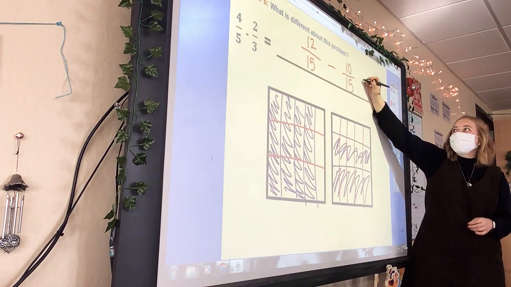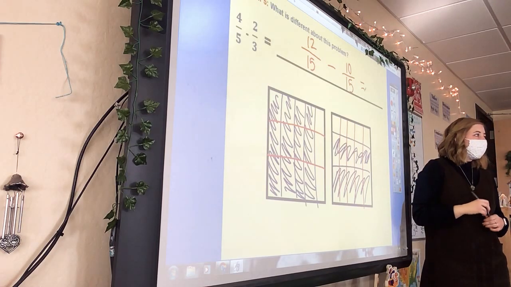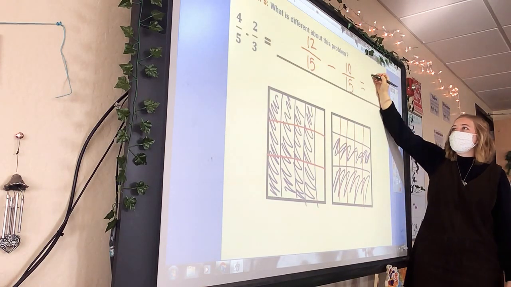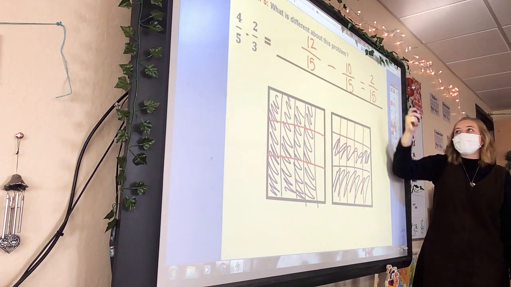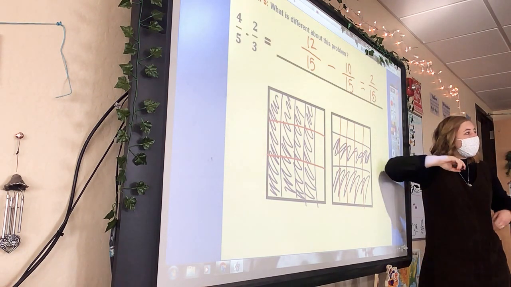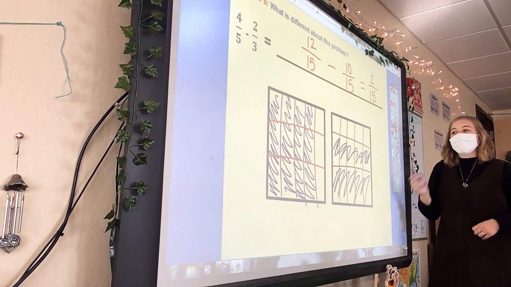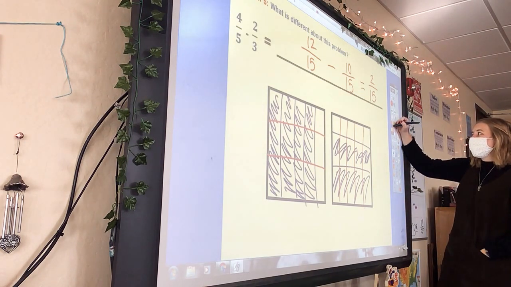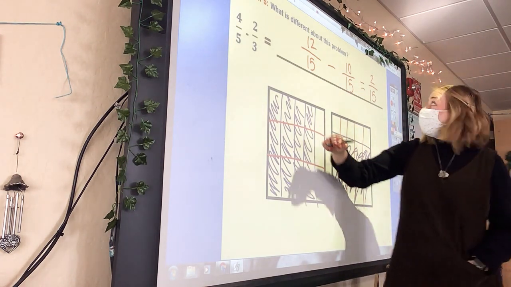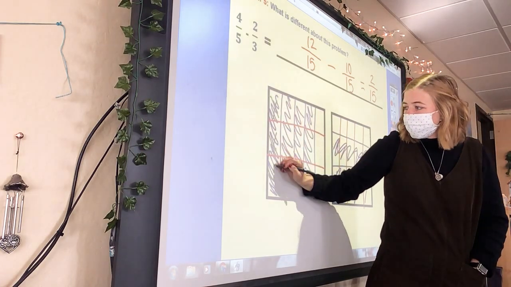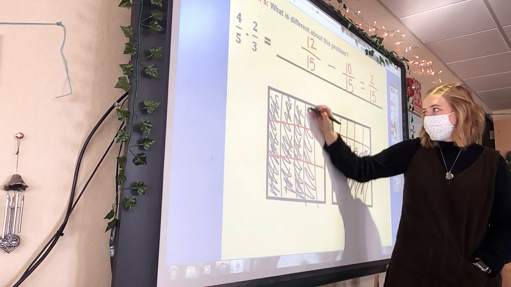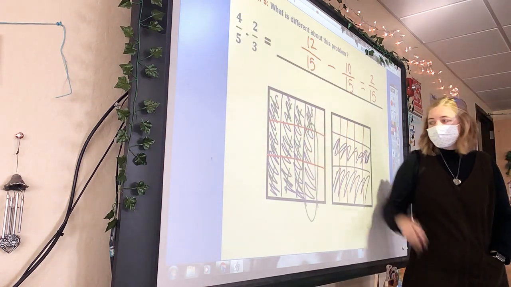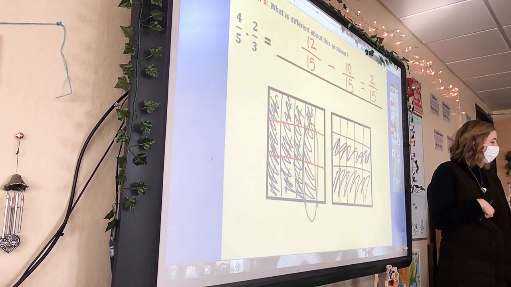And class, what is 12 minus 10? Ready? Go. 2 15ths is my answer. I did that numerically, but on your homework, I do want you to show how to do it on the model as well, which just means crossing out, okay? So I'm going to cross out 10 of them. 1, 2, 3, 4, 5, 6, 7, 8, 9, 10. I have 2 left over, so 2 15ths is my answer, okay?